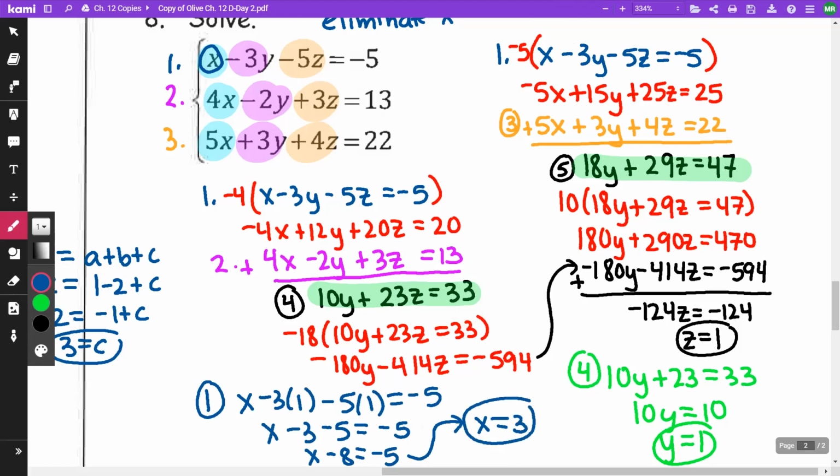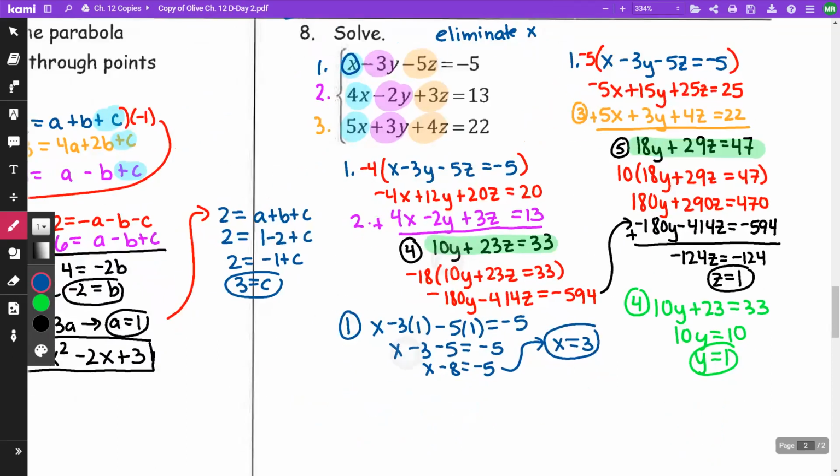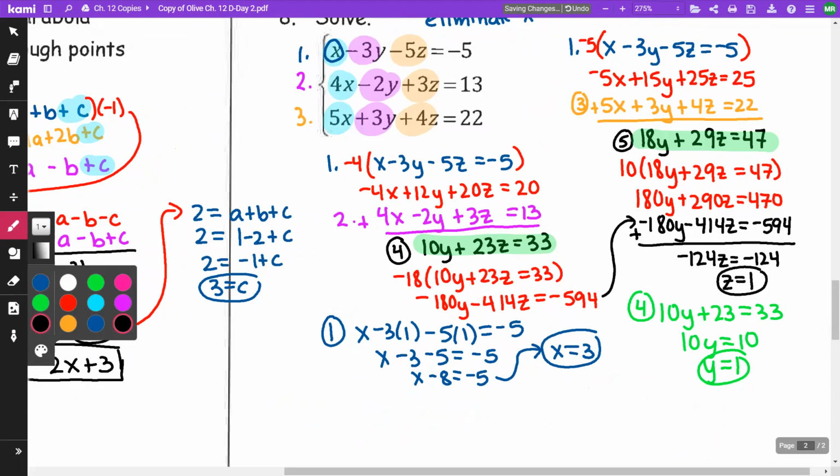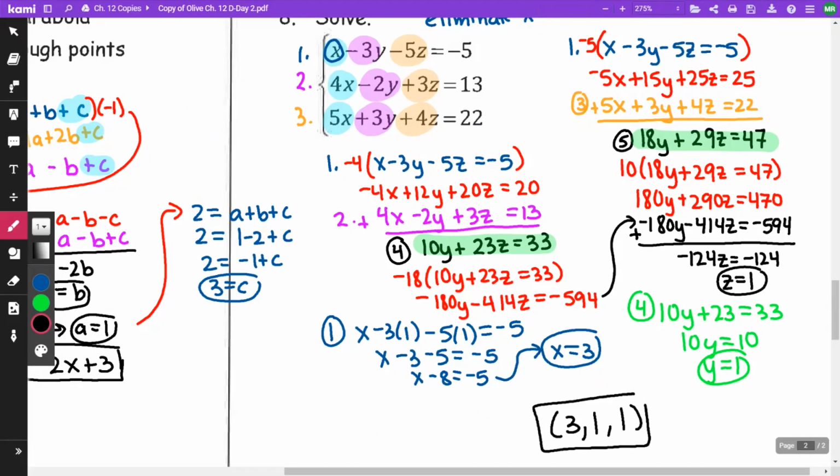So remember, this is a point. Okay. So I always write my x first, then my y. So this is going to be 3, 1, 1. And that's our answer.